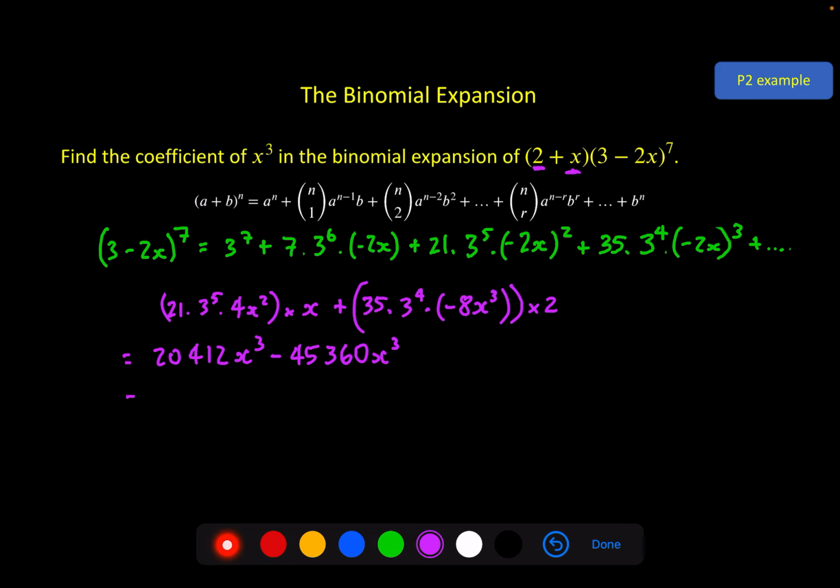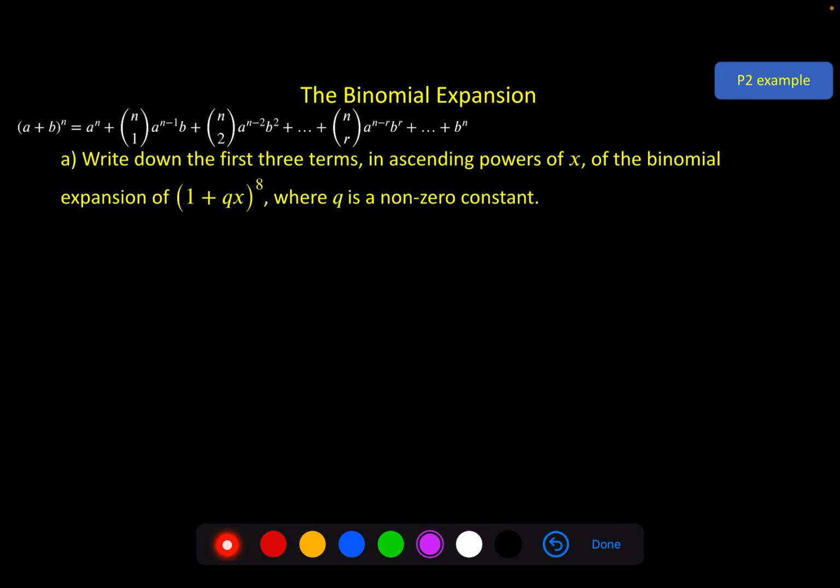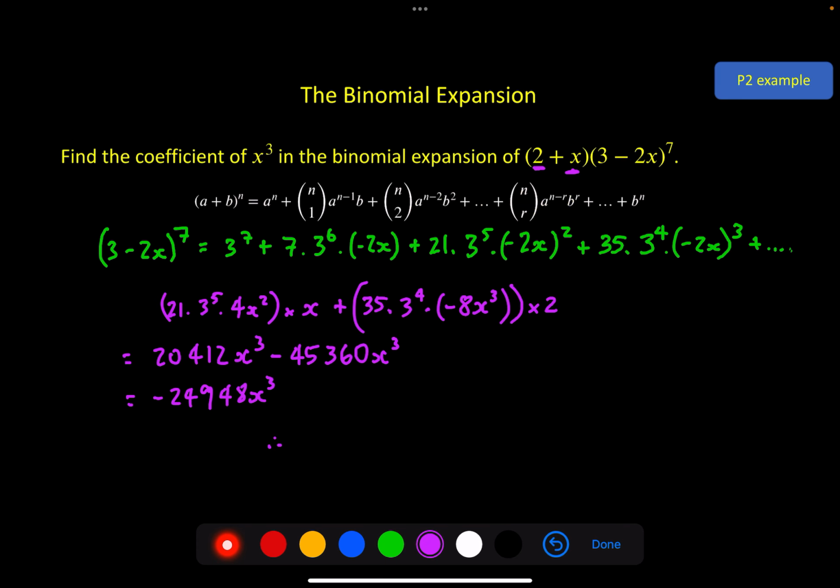And so long as I haven't made a mistake, my final answer there, 20,412 minus 45,360 is minus 24,948 x cubed. Therefore, the coefficient of x cubed is minus 24,948.